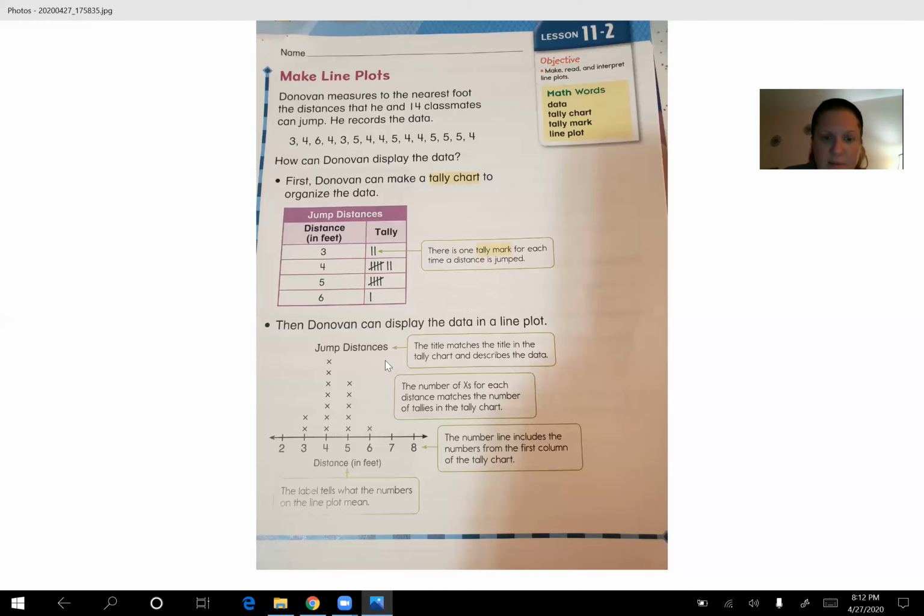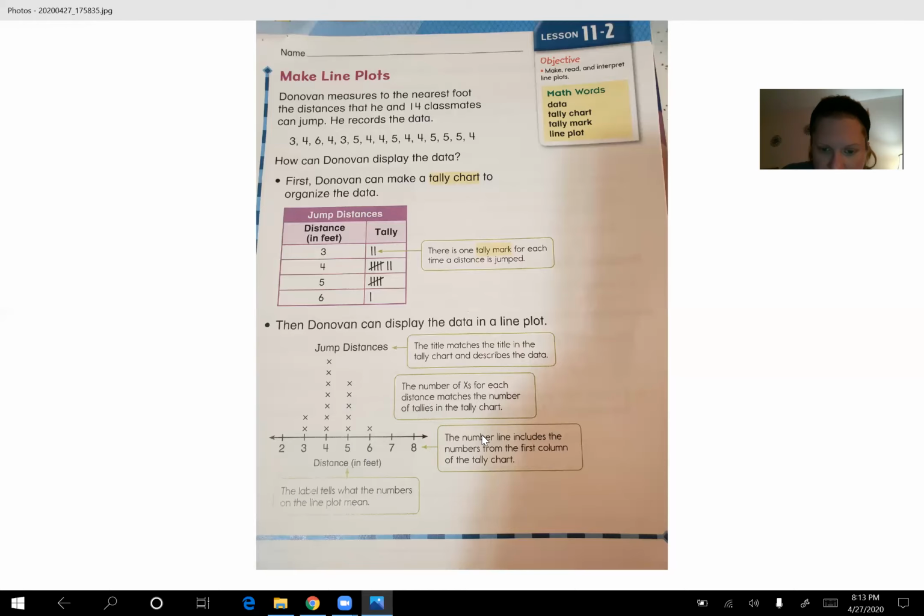Then Donovan can make his line plot. So it says jump distances for his title. That goes at the top. And then the bottom here, this label tells you what the numbers on the line plot mean. So this is distance in feet. That's how far the kids in the class jumped. All right. And then up here, the title matches the title in the tally chart, jump distances. The number of X's for each distance match the number of tallies in the tally chart. So we'll talk about that in a second.